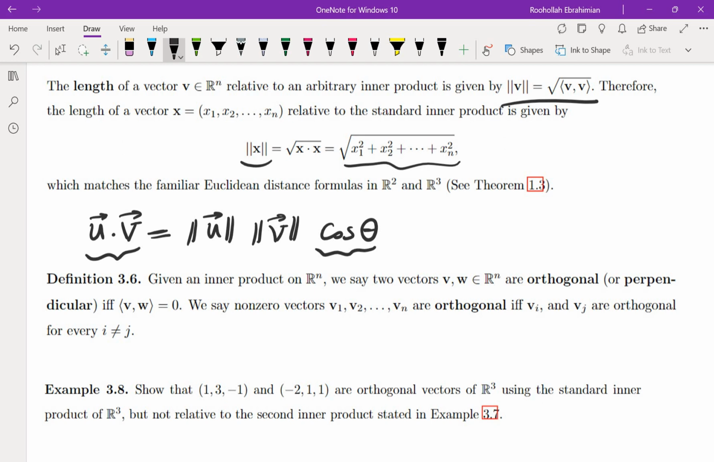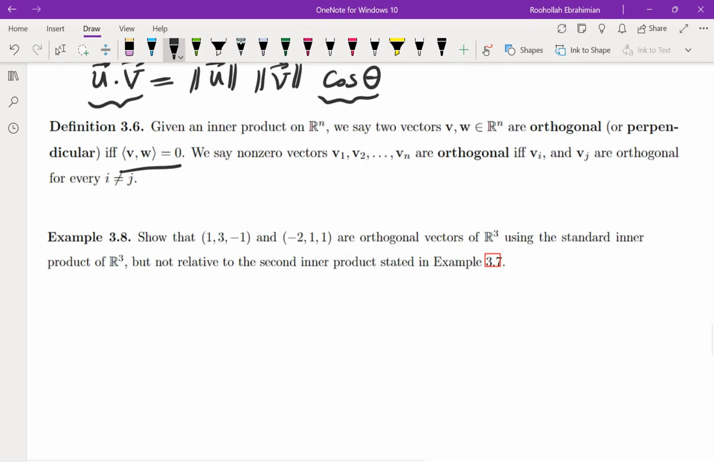So we say two vectors are orthogonal if their inner product is 0. And we say vectors v1 through vn are orthogonal if and only if every pair of them is orthogonal: vi and vj are orthogonal for every i not equal to j. So let's look at an example.